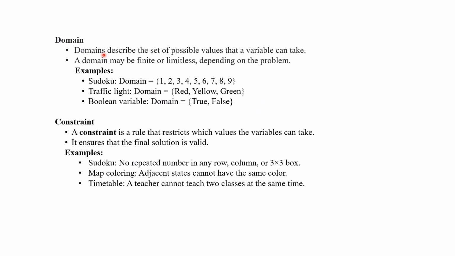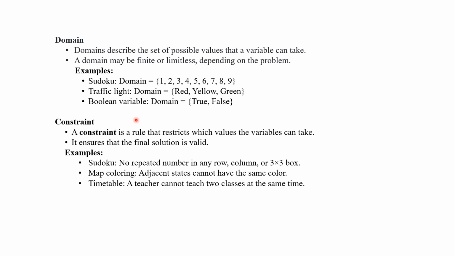Next, domain. The domain describes the set of possible values that a variable can take. The domain may be finite or infinite, depending on the problem. In the Sudoku problem, the domain has finite values, from 1 to 9. Whereas in a traffic light, there are three domain values: red, green, and yellow. In Boolean variables, there are only two domain values, true or false.